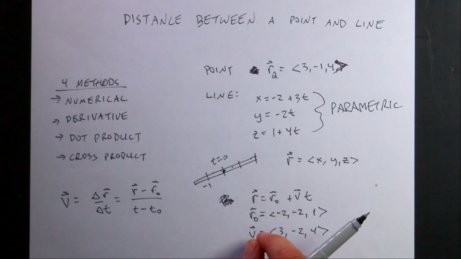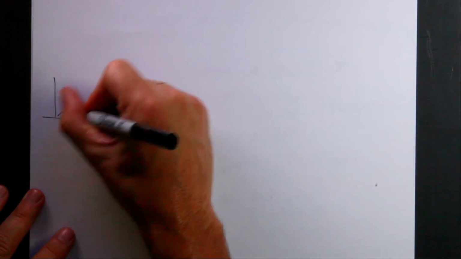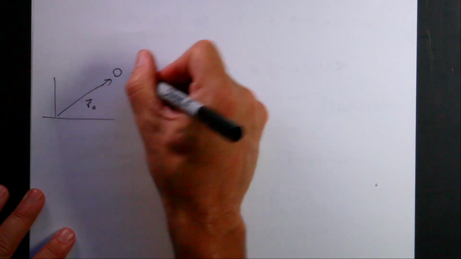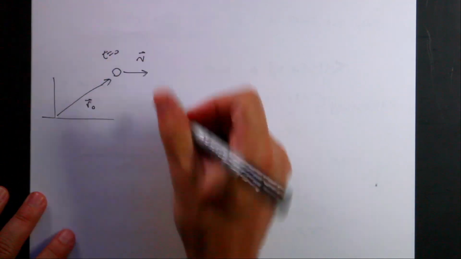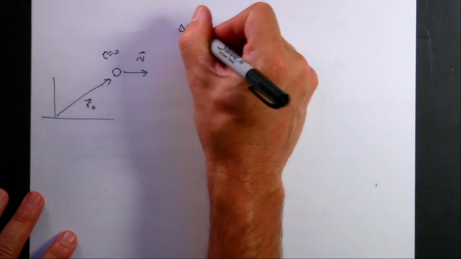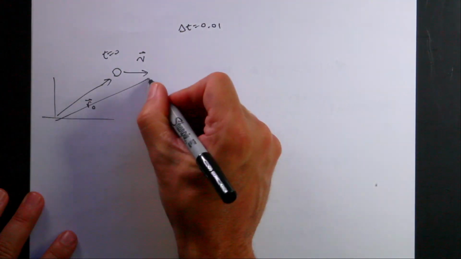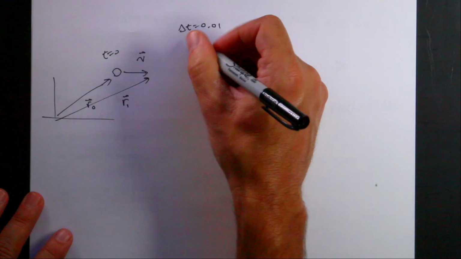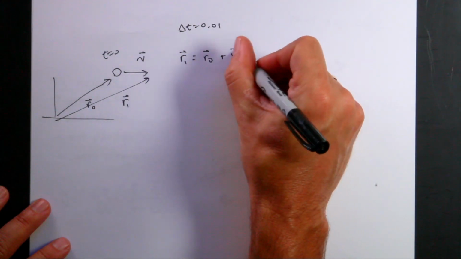Okay, so how can we do this distance numerically? Well, what I'm going to do is treat this as just like a ball right here. And it's at some location, r0. And it has some velocity, v, and this is at t equals 0. So if I do that, I can break this into a small time step, let's say delta t equals 0.01, and use that to find out where it's going to be at the next position. I'll call it r1. So r1 would be equal to r0 plus v delta t.